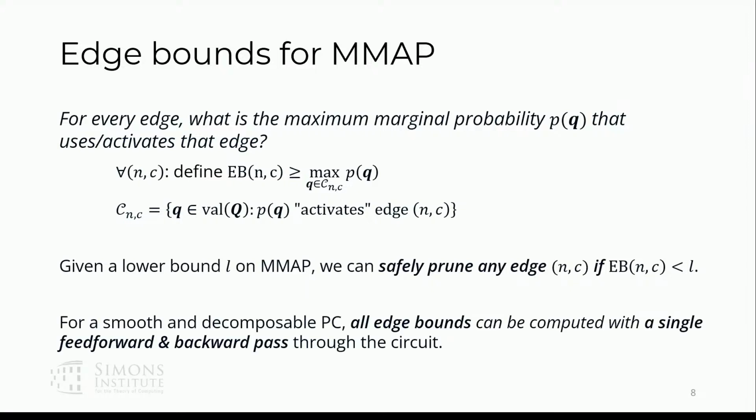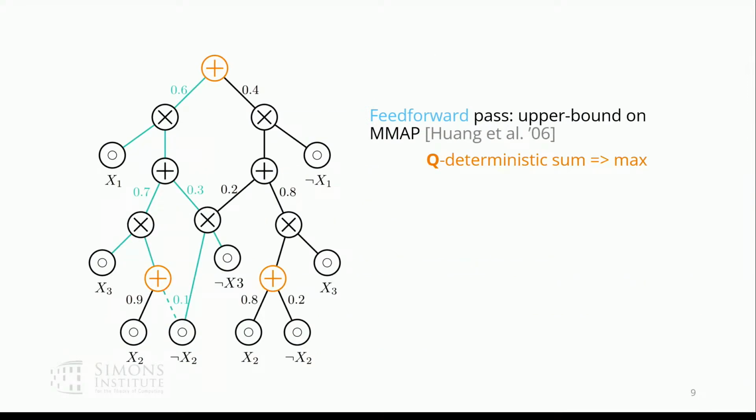And we show that if your input is a smooth and decomposable circuit, we can compute these edge bounds for all edges in your circuit in a single feed forward and then a backward pass, so in linear time. I'll give a high-level idea of that bound algorithm with an example and pictures. You can also talk about it more formally offline if anyone's interested.